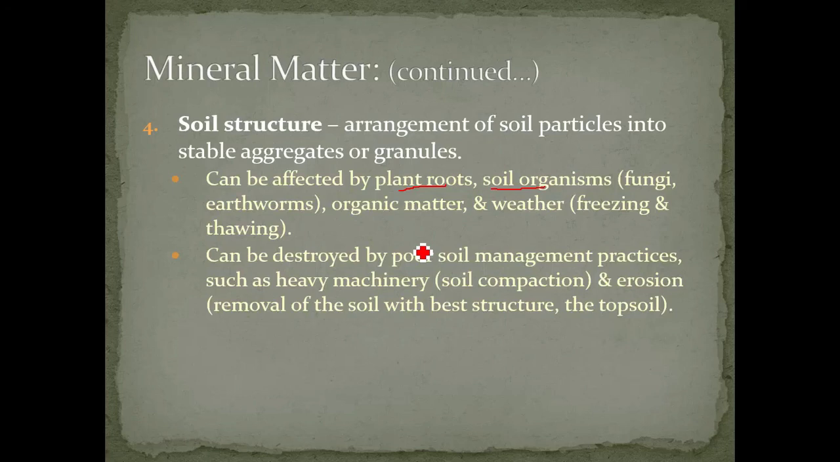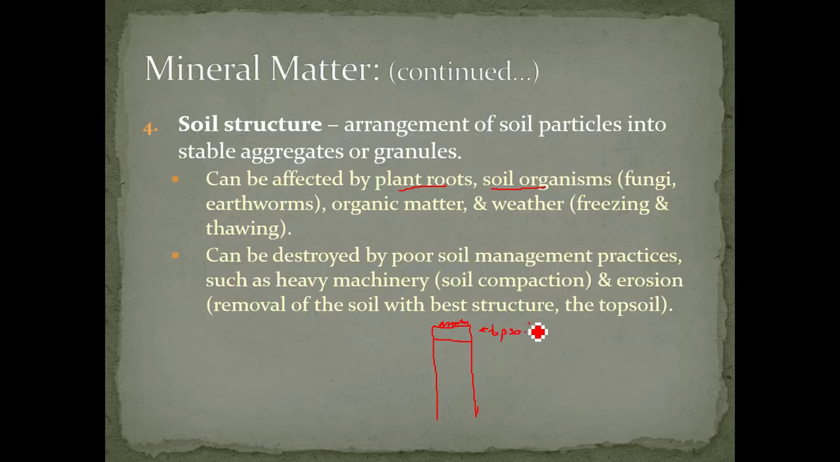When you remove the topsoil, you remove the soil that has the best structure. We haven't really talked much about soil profiles, but basically, if you look at a cross section of any soil, the top layer here is the topsoil. Actually, up here you're going to have some crop debris, plant debris. Then you have your topsoil.